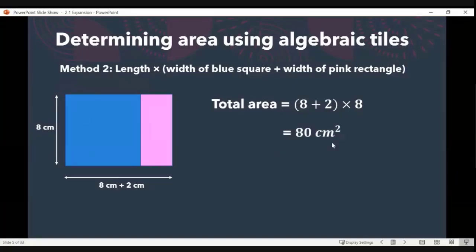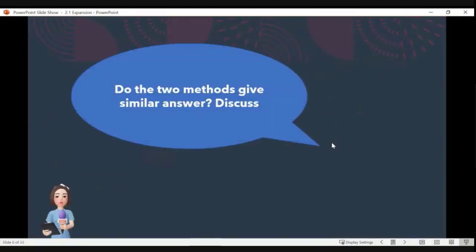Is the answer the same as the previous method? The total area, same or not? Is it the same? Somebody respond? Yeah, same. So we are using different methods, but we still manage to get the same answer to find the total area. So that is the question I asked just now. The two methods give a similar answer, right?